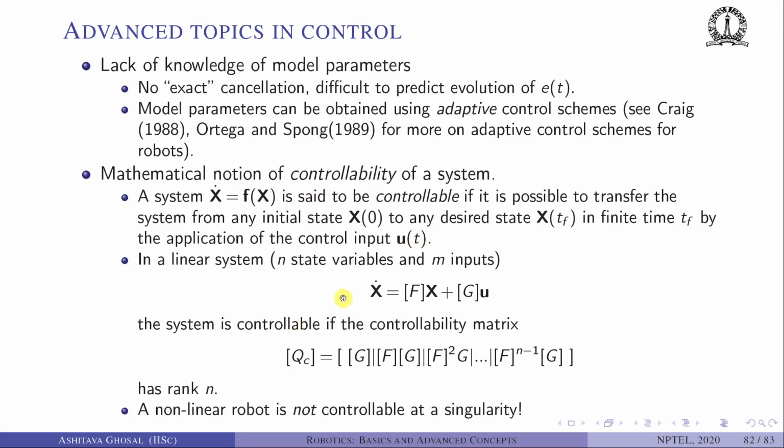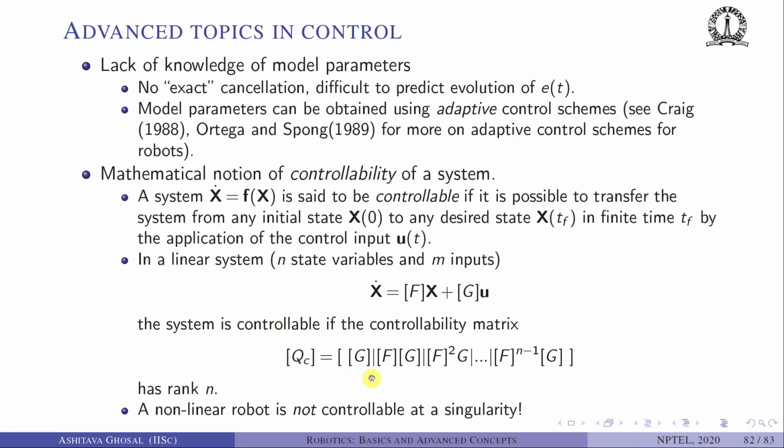In a linear system, this is well known. People know exactly what the result is. People can predict under what conditions a system is controllable. So in a linear system, we have x dot is equal to Fx plus Gu. F is a constant matrix, G is another constant matrix. So n state variables with m inputs.